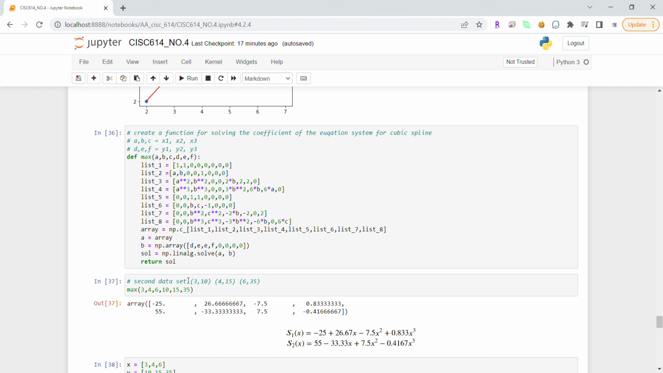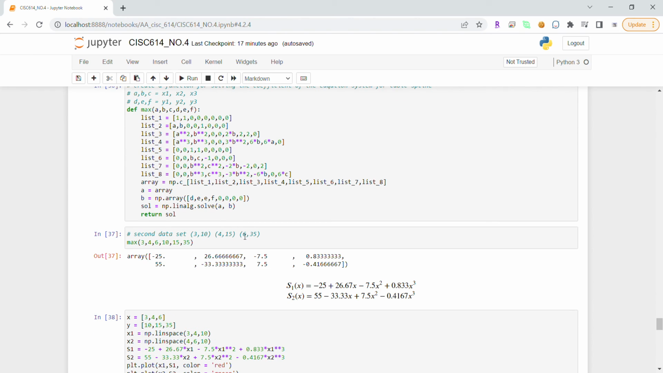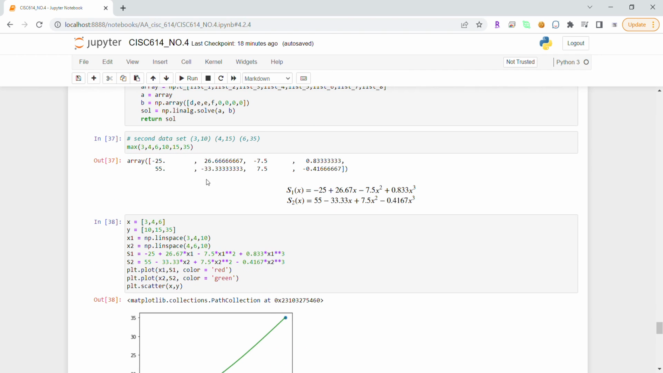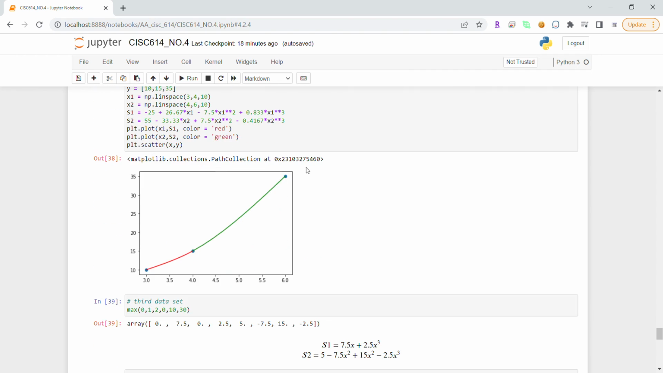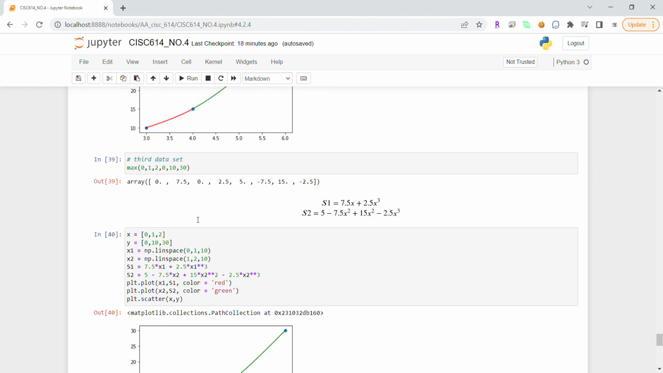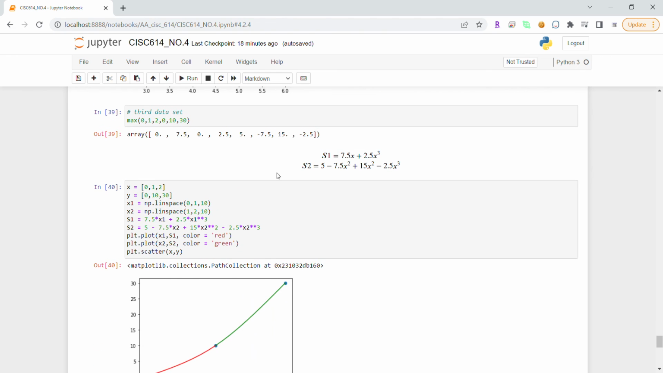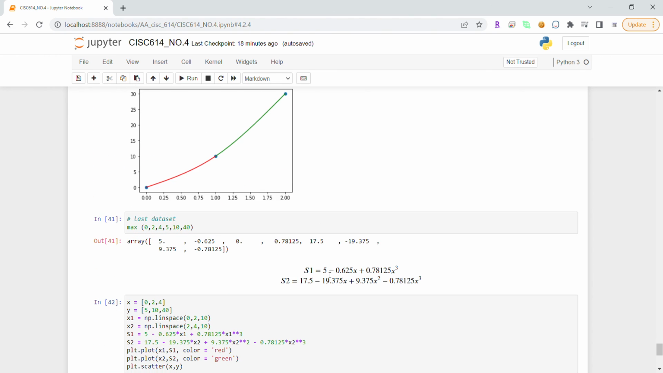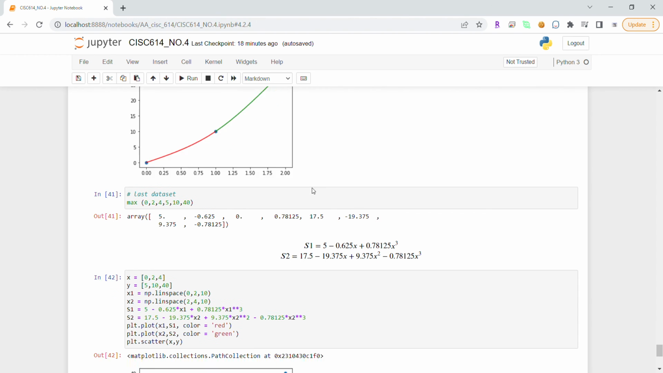And then I apply this function to our second data set, which is 310, 415, and 635. And then we got the coefficients of the model, and plotting the model looks like this. And then we do the same thing for the third and the fourth data set. So we got the third and the fourth cubic models.